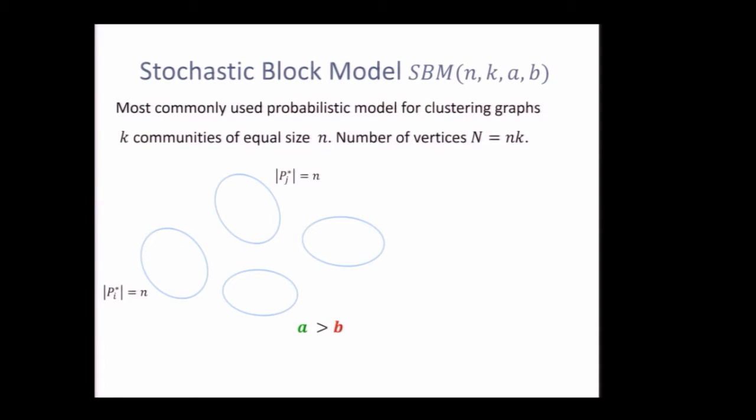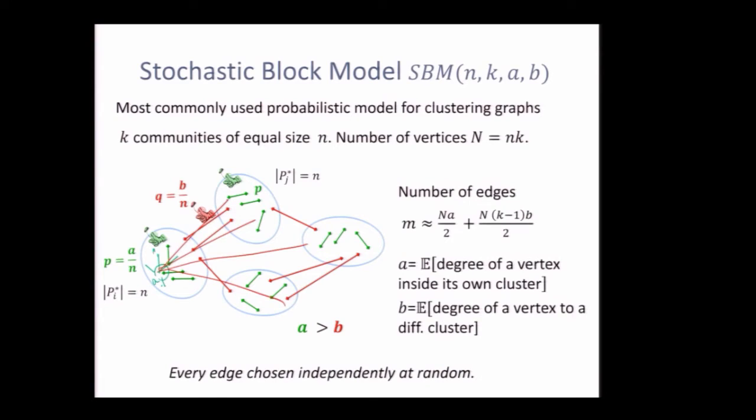Specifically in this talk, we'll be looking at the stochastic block model. This is a simpler version of the stochastic block model than was referred to in the first talk. So here we are going to think of a very uniform setting where there are k communities, each of equal size n. So the total number of vertices is capital N. And there are two other parameters, A and B. Basically, between any two vertices inside the same cluster, there is an edge between them with probability A over N. And between two vertices in different clusters, there is an edge between them with probability B over N.